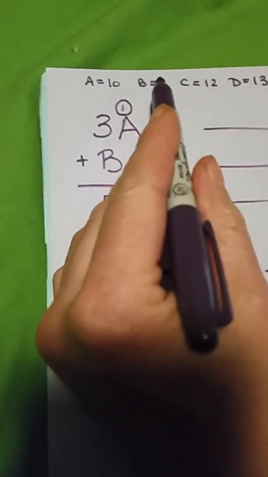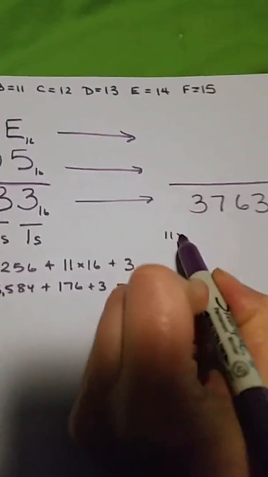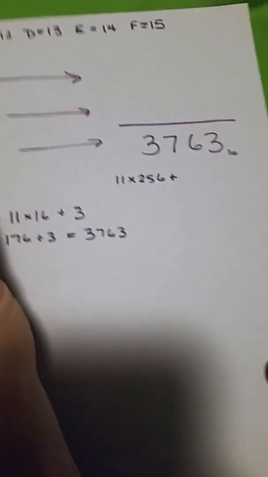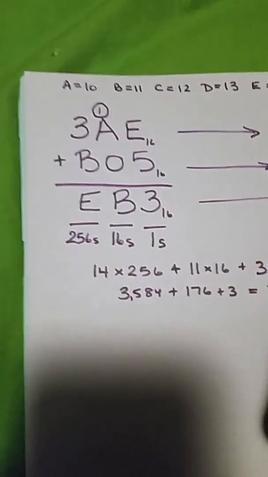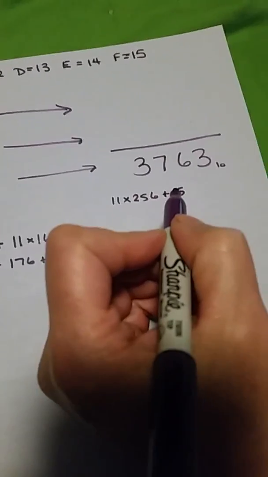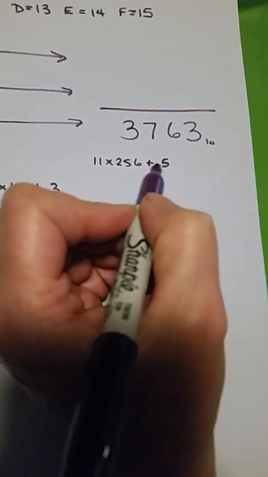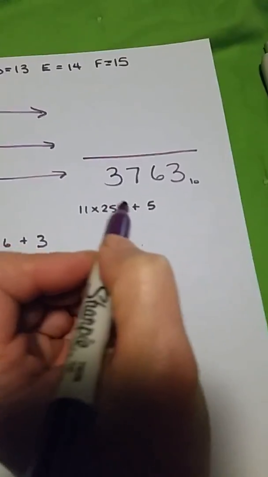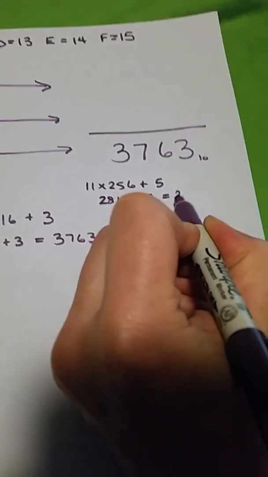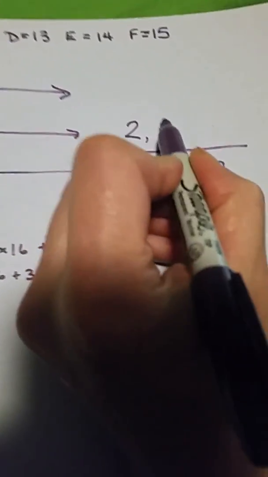All right, so how about B05? So B represents 11 groups of 256, and 0, obviously, no groups of 16, and then 5 more. So we'll take 11 times 256 off on the side here, and then we will add 5 to that. So that was 2816 plus 5, which is 2821. So that is that middle number in base 10.